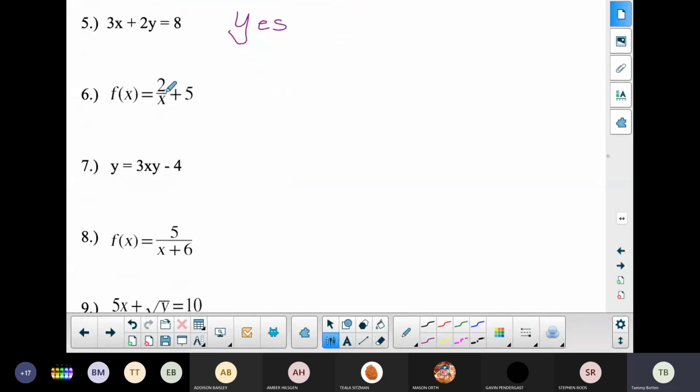For 6, this one is not going to be a function because you cannot have x in the denominator. Okay. Question. So yeah, whenever it's not a function, we give the reasoning. Yes, but if it is a function, then you just have to say yes. Right. Good question. All right, x times y, you can't have in number 7.